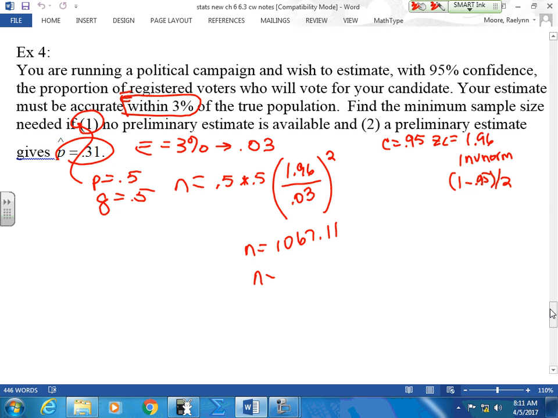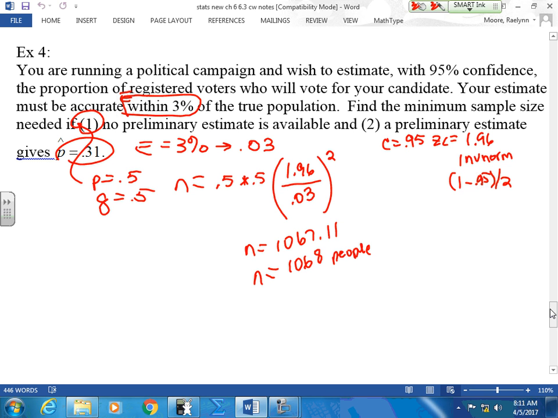So how many do I need in my sample space? I need 1,068 people in my sample space. I can't have 1,067.11 people. I can't get a 0.11 person. If I drop it down with my rules of rounding, that normally would say drop it down, I never hit that 0.11. I never hit my minimum number. So in this one, you always have to round up.